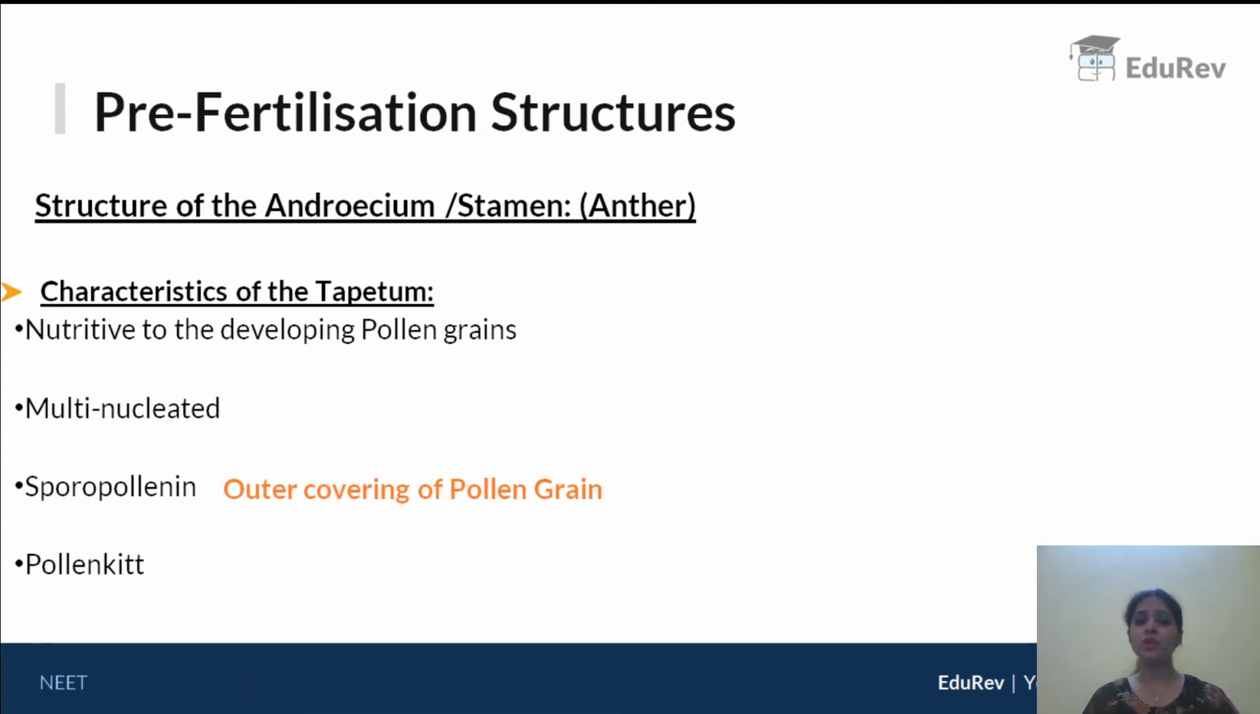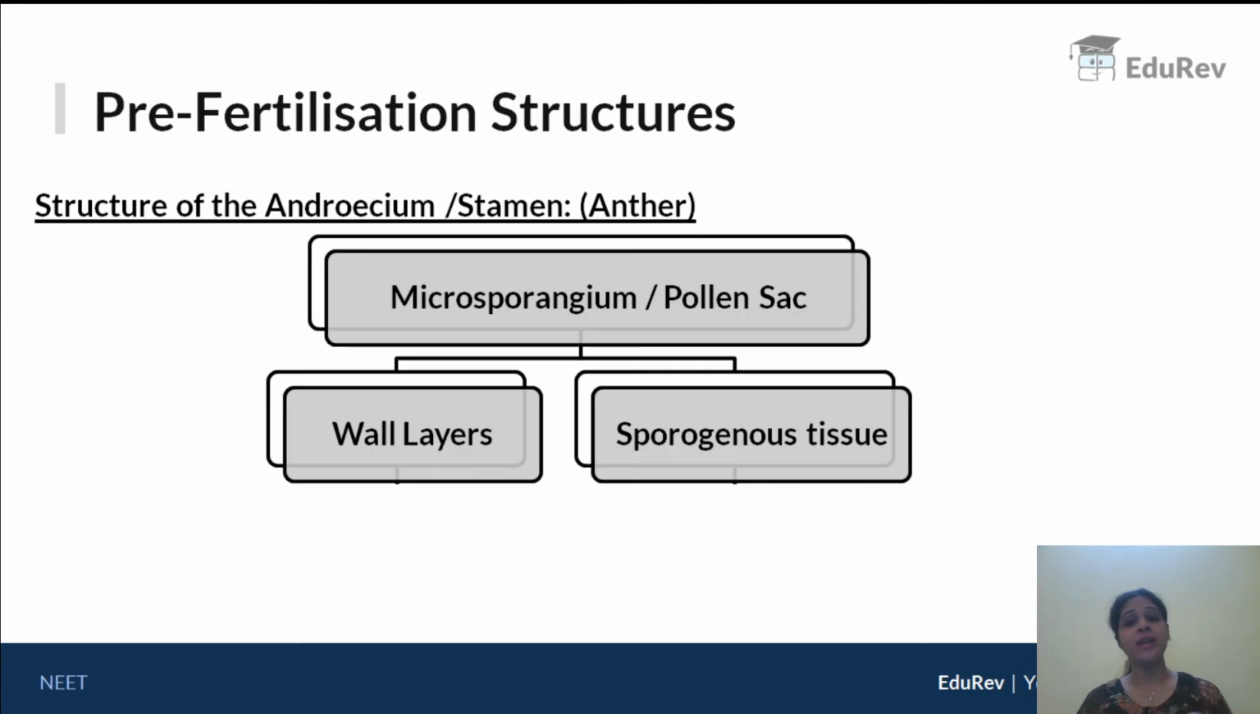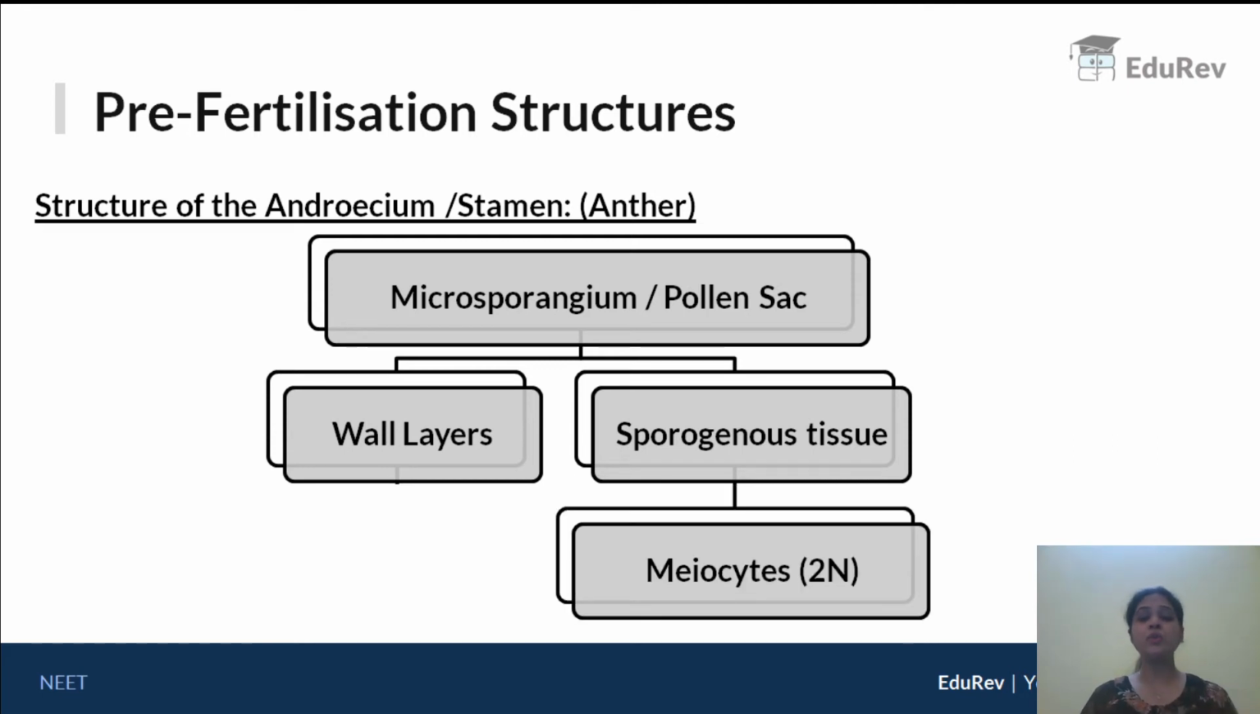So you will find sporopollenin is the outermost covering of the pollen grain provided by the tapetum, and the second is pollen kit, the sticky surface present on a pollen grain. So only if you require insect pollination will the tapetum secrete this particular entity. Now, we said that the microsporangium has four wall layers. Now let's deal with the second part of the microsporangium, and that is the sporogenous tissue. This sporogenous tissue is meiocytic, which means it's a diploid tissue, but it is subjected to meiosis.